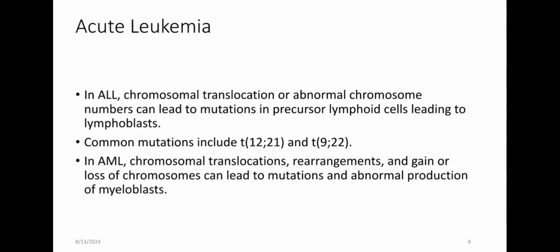When we talk about acute leukemias, in acute lymphocytic leukemia, chromosomal translocation or abnormal chromosomal numbers can lead to mutations in precursor lymphoid cells, leading to lymphoblasts. Common mutations include t(12;21) and t(9;22). In acute myelogenous leukemia, chromosomal translocations, rearrangements, and gain or loss of chromosomes can lead to mutations and abnormal production of myeloblasts.